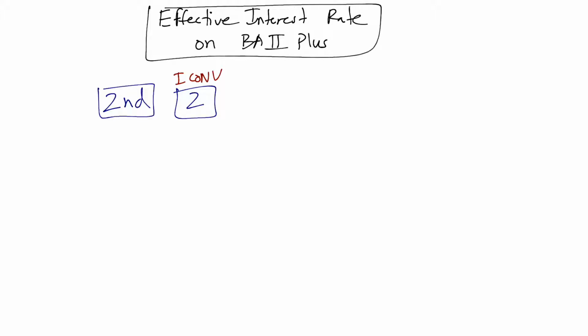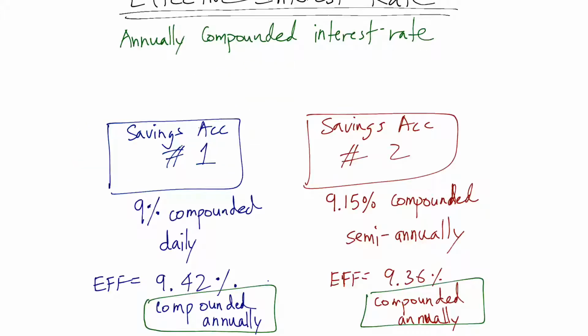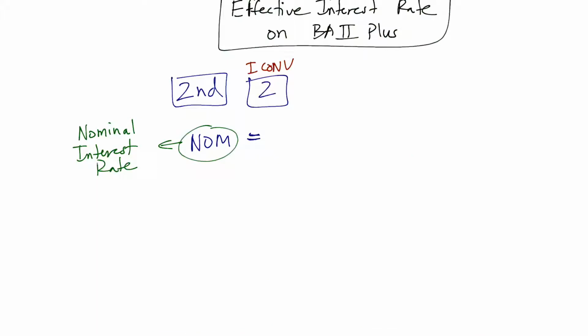So if you press second and ICONV, or so second and 2, the first thing you should see is NOM. And I hope everyone realizes what this is. Nominal interest rate, right? I wish they just used IY, but anyway. Nominal interest rate. So in the previous example, for instance, for the blue question, you could put in 9 as your nominal rate, and you have to press enter. So 9, and then press enter, and then the calculator has accepted your input.